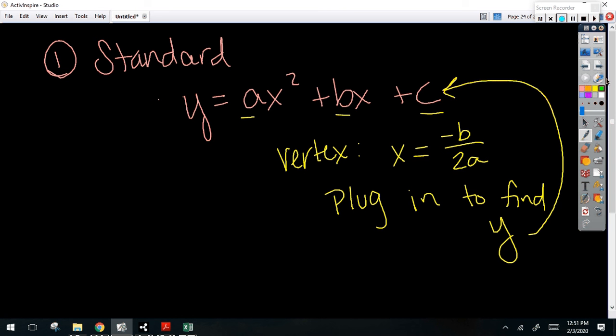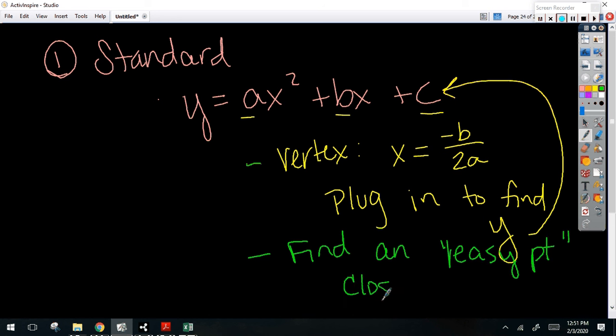And then what we'll do after that is we'll find an easy point close to the vertex. Y'all remember doing that? And then finally, we'll take that easy point that we find and we'll reflect it over that axis of symmetry to connect it. So we'll do an example together.